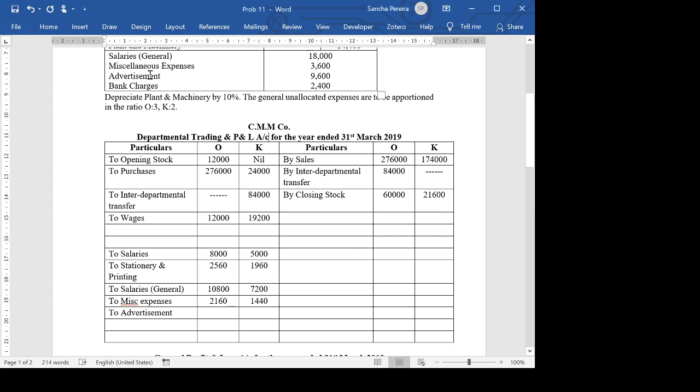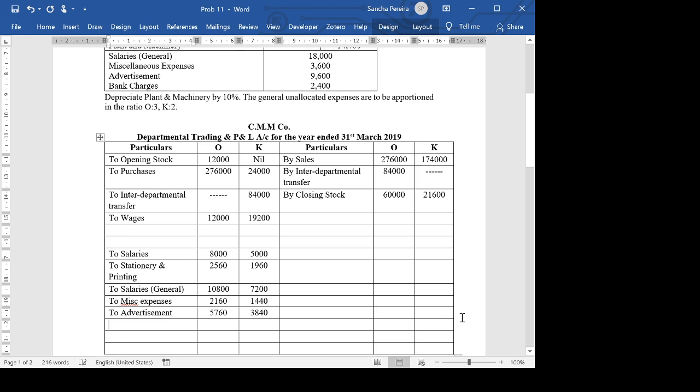So because of that statement, all these remaining are divided in the ratio of 3 to 2. So advertisement, you will get 9,600 divided in the ratio of 3 to 2: 5,760 and 3,840.